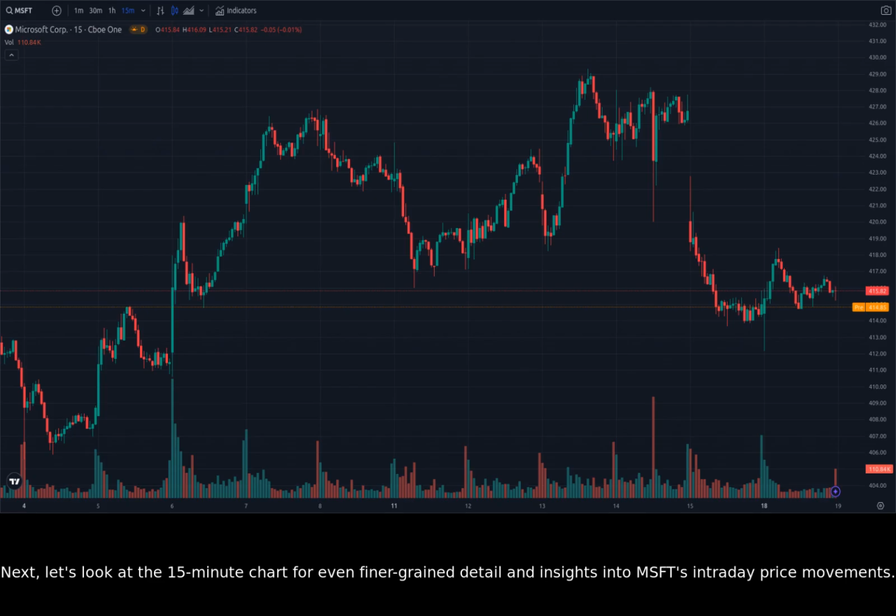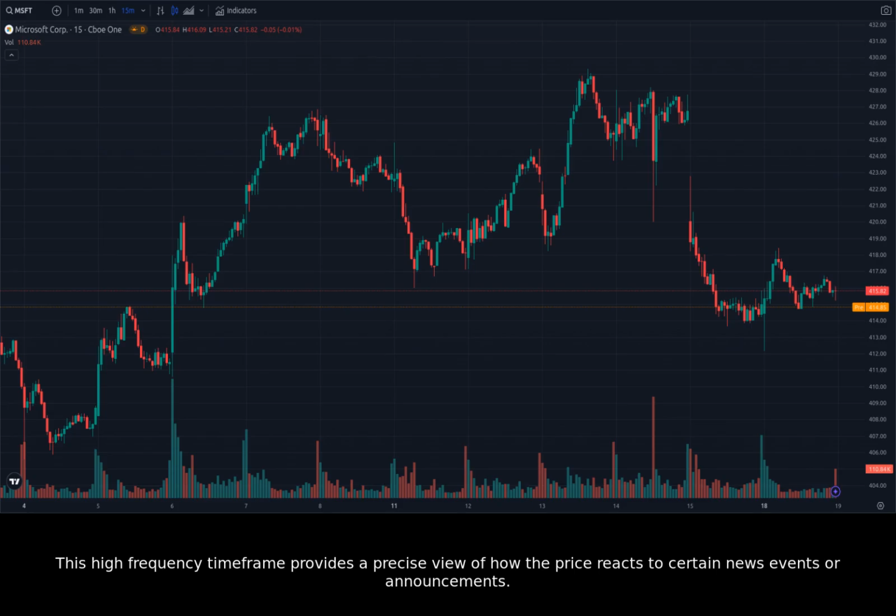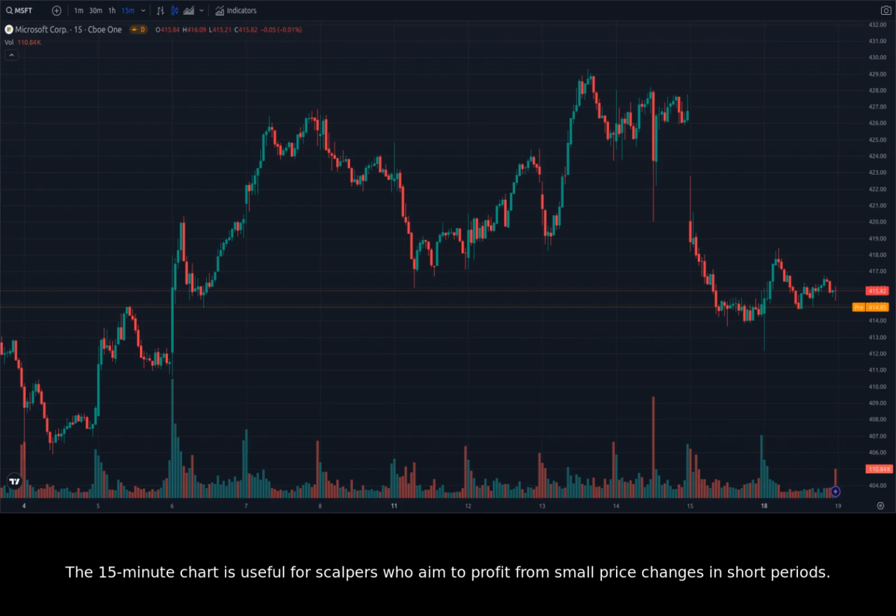Next, let's look at the 15-minute chart for even finer-grained detail and insights into MSFT's intraday price movements. This high-frequency timeframe provides a precise view of how the price reacts to certain news events or announcements. The 15-minute chart is useful for scalpers who aim to profit from small price changes in short periods. However, this frequency of trading is extremely risky and should only be done by experienced traders.